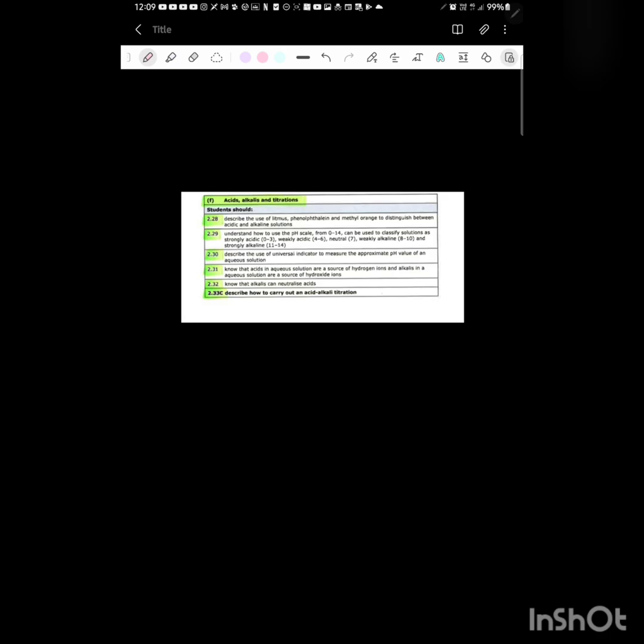So I'm going to start with 2.29 because that just makes it a lot easier to start with. So that's your pH scale, right? And then your 0 to 14, and these are your acids, and these are your alkalis. And at 7, that's your neutral pH. So that's just not an acid, not alkali, it's in between, yeah? So over here are your really strong acids, and here are your strong alkalis at the extremes.